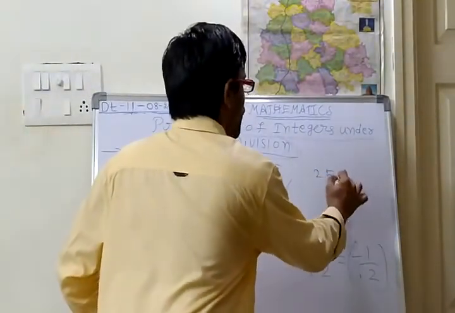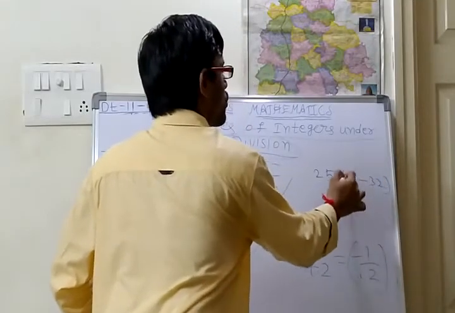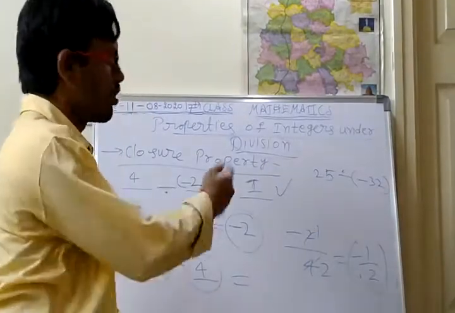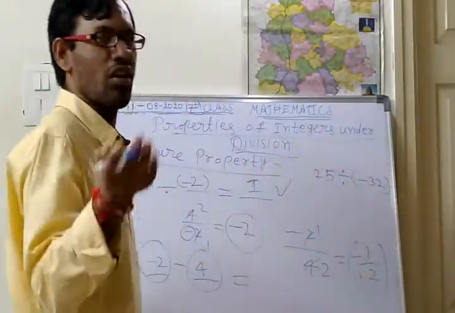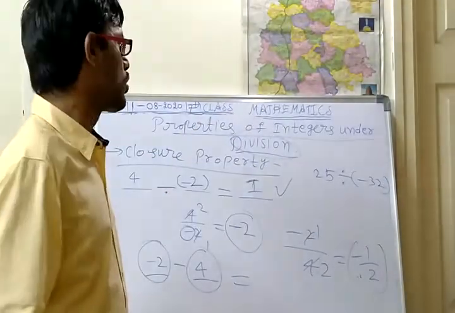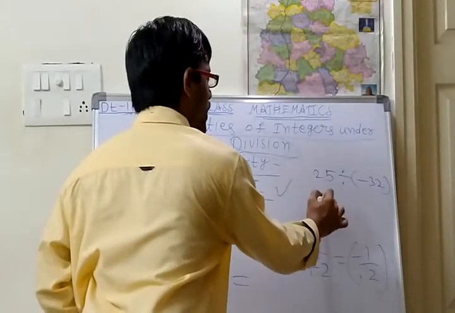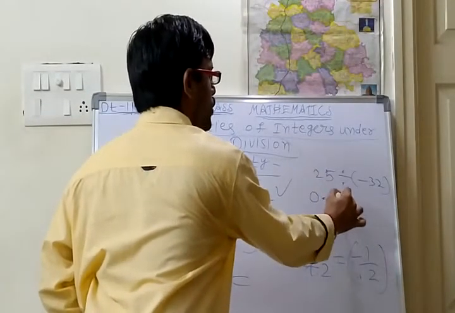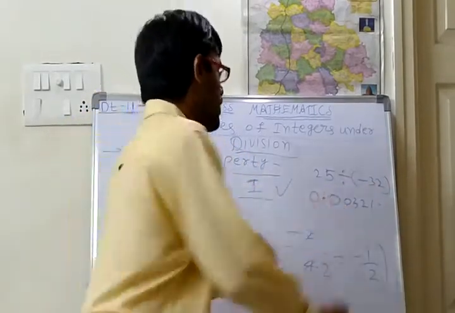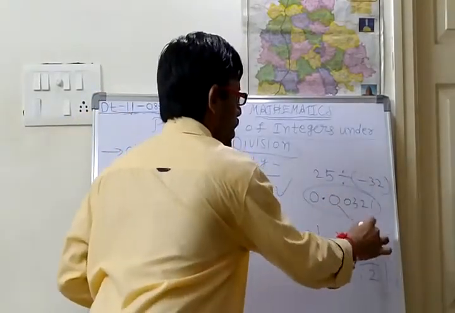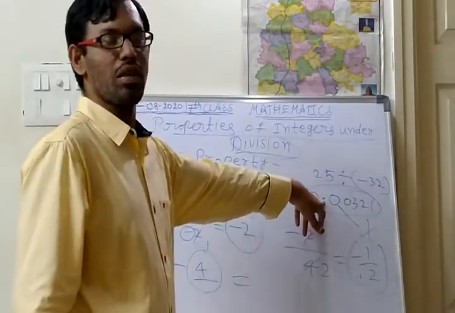Suppose 25 divided by minus 32. Try to solve it. If you don't know how to solve it, you can check on your phones or calculators. So you do 25 by minus 32. If the result comes out with decimal points, like 0.003, 2, 1 and so on, then this is not an integer, because decimal points are there.